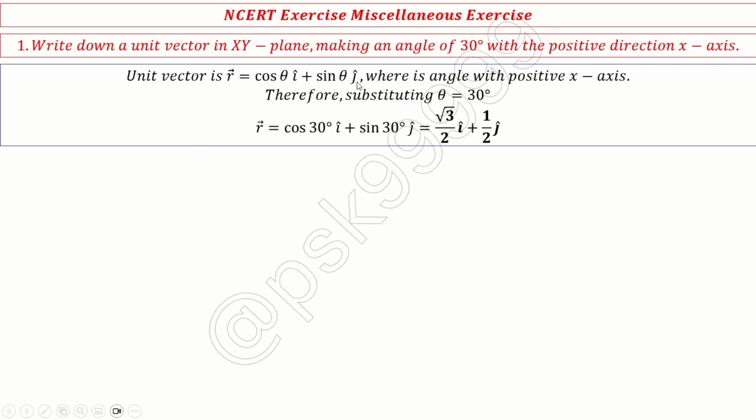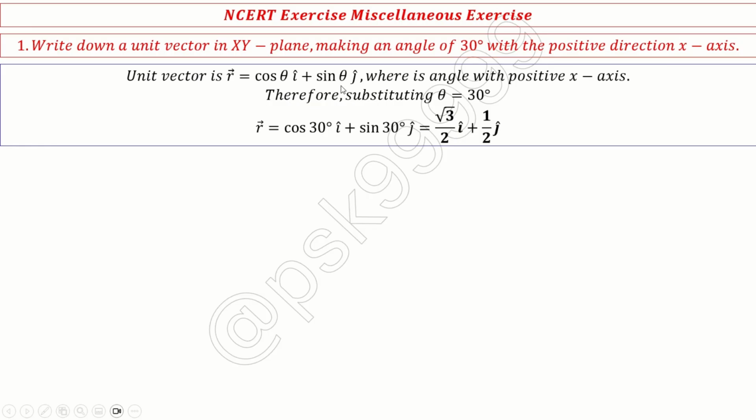It is angle made with each axis, right? So instead of sin theta, I can write here as cos alpha, let's say, okay? Cos theta i plus cos alpha j, okay? And what is alpha? Alpha is 60 degrees, because if a line is making 30 degrees with the x-axis, then it will make 60 degrees with the y-axis. So my cos alpha is cos 60. Cos 60 is nothing but sin 30 again, right?